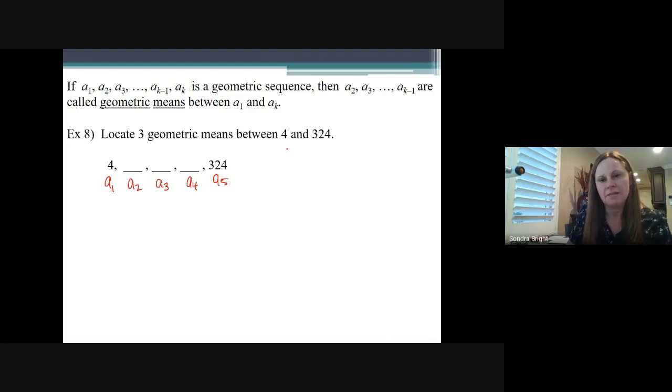The nth term of a geometric sequence is the first term times r to the n minus 1 power. So the fifth term is equal to the first term times r to the 5 minus 1. Well, the fifth term was 324, and the first term was 4, times r to the 4th. Dividing by 4 gives you 81 is equal to r to the 4th.